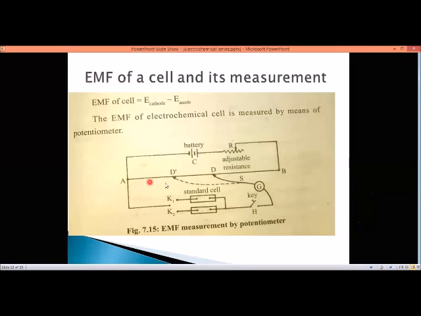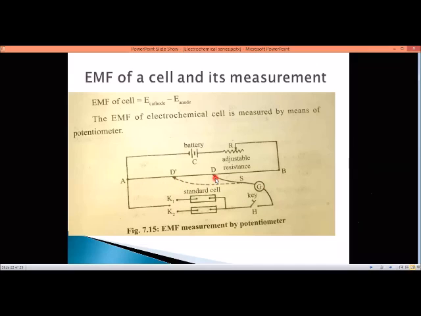Now I will take the distance between A and D. There is one scale and I will take the distance between A and D, and write it down in my notebook. Now I'll remove this K1 key and switch on this K2. Again, I'll do the same procedure.